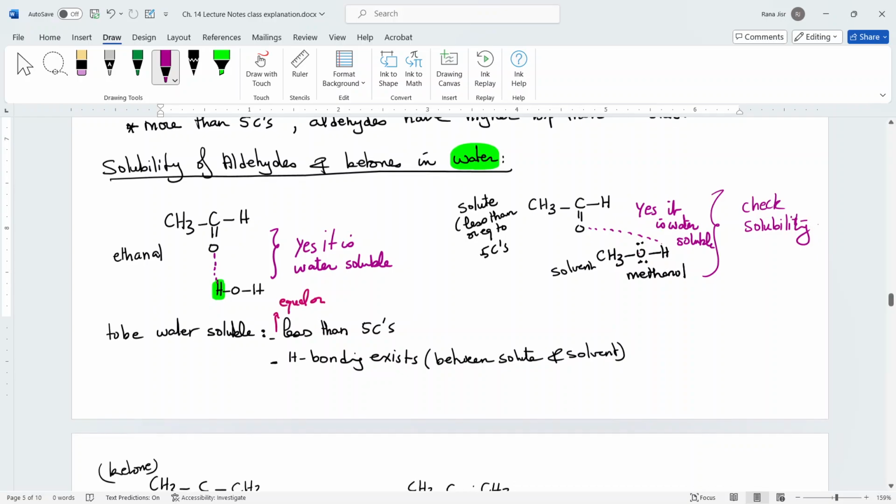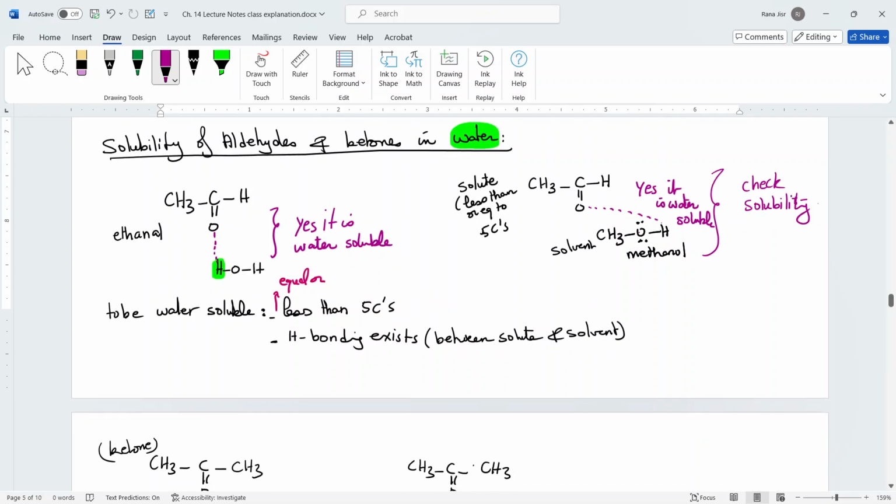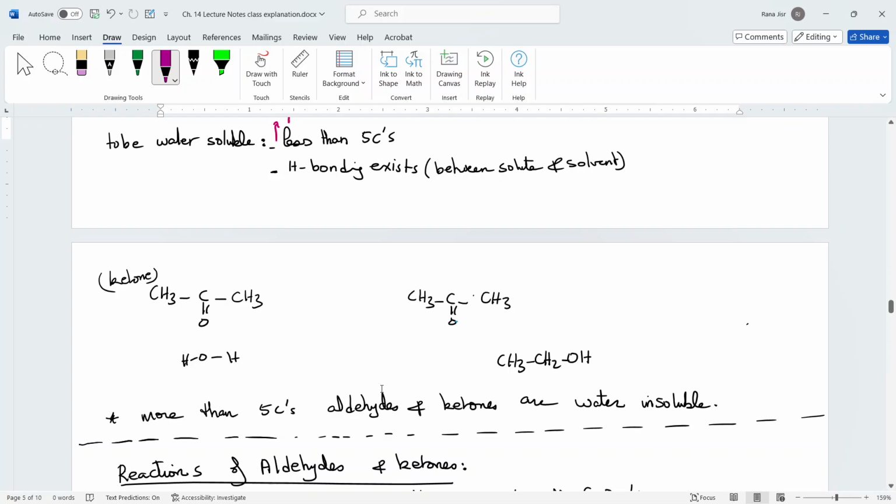Please, guys, remember that with more than 5 carbons, the solubility is going to decrease. So to be water soluble, you need to have less than or equal to 5 carbons and hydrogen bonding must exist. Same thing for ketones, same idea. I do have hydrogen bonding in here, so yes, the ketone is water soluble. Same thing over here, ketones and methanol, I do have hydrogen bonding. So yes, the ketones are water soluble as well.